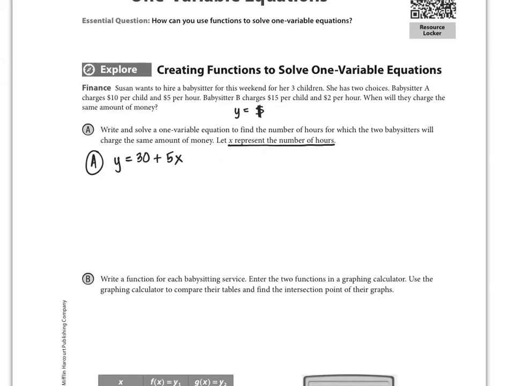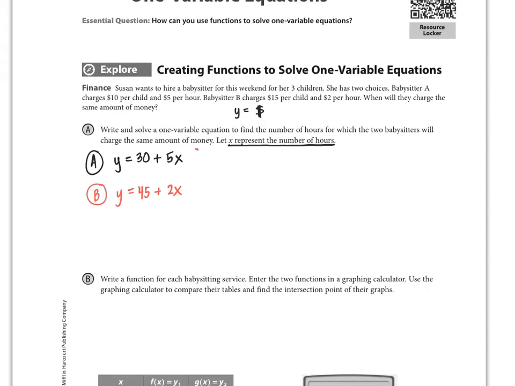Babysitter B, let's do a different color here. The cost for babysitter B is going to be $15 per child. Remember, it's 3 children, so that's going to come out to $45. And $2 per hour.